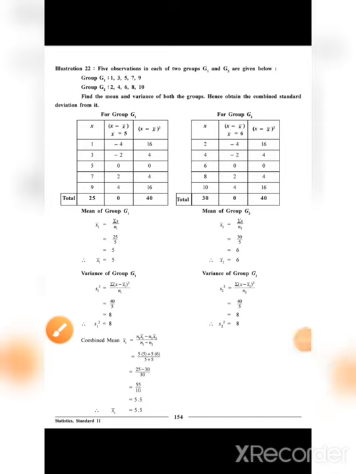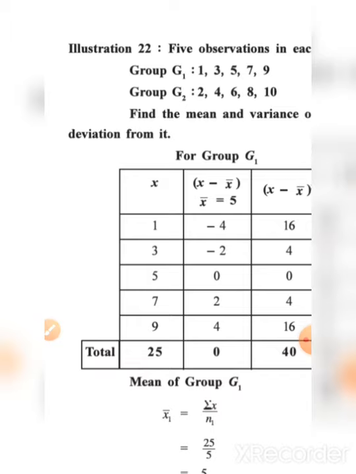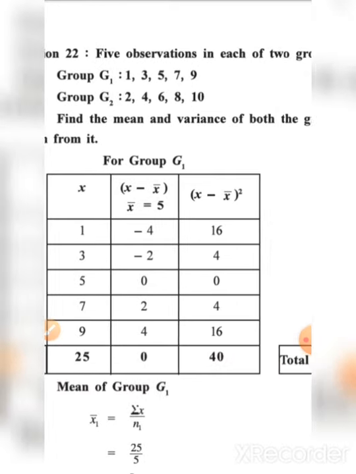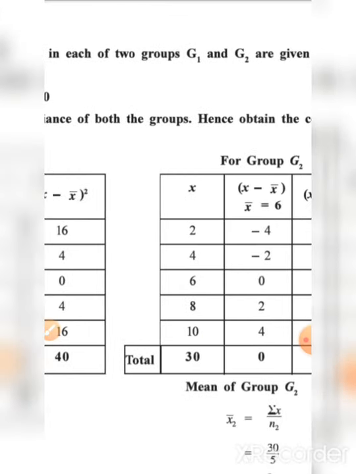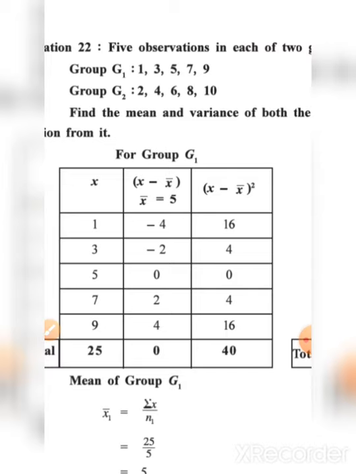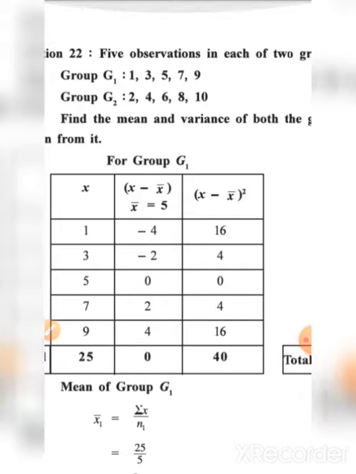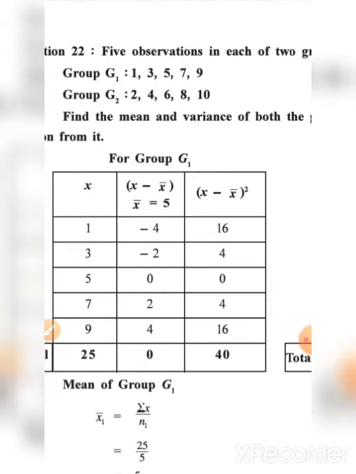Now shall we see one of the examples to find the combined standard deviation. Over here we'll look at our example number 22. See what has been given in the question. There are 5 observations in each of the two groups G1 and G2 given below. Over here below you would find two groups, and different 5 observations are given in both the groups. What is given? We need to find the mean. They have also told us to find the variance.